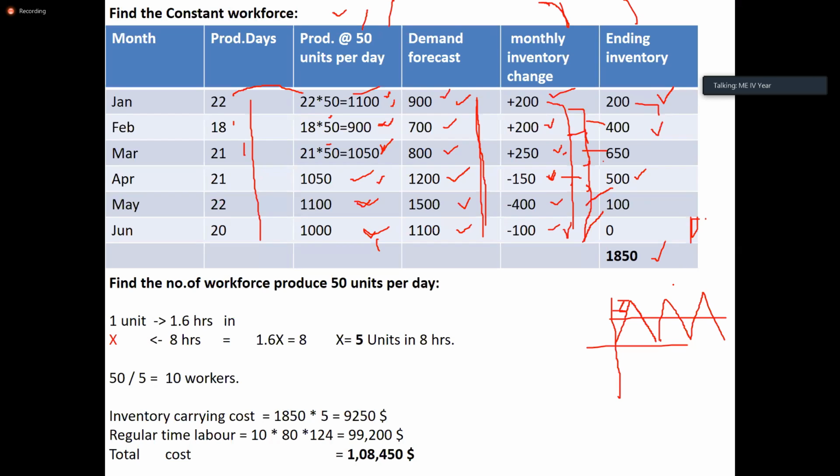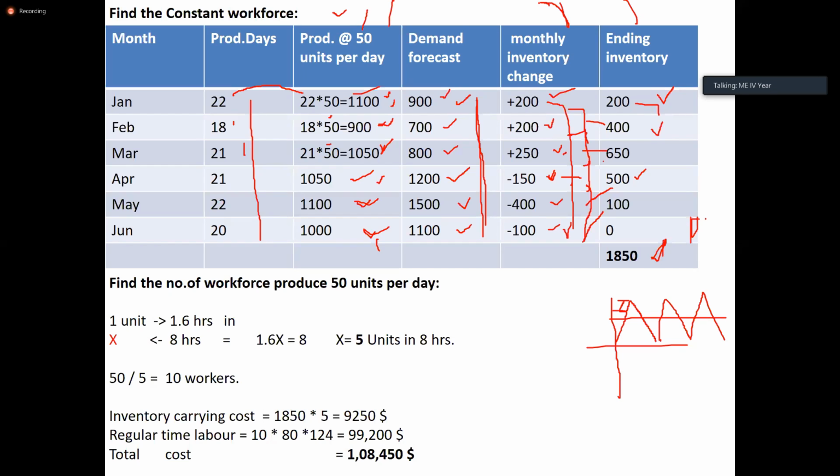This 1850 is very, very important, because this much material you are keeping in inventory month-wise. This is important because of the inventory carrying cost. How much per product you keep for 1 month, the amount of product and the interest you carry, that is a loss or expenditure to the company. So that is this 1850. Okay, are you guys following? Yes, sir. Okay, good.